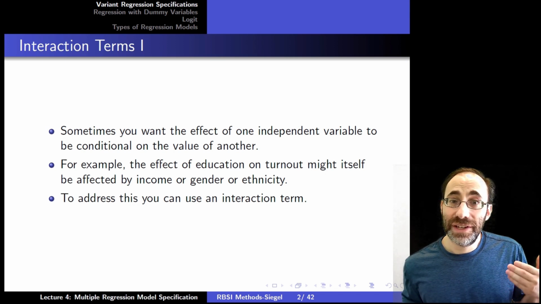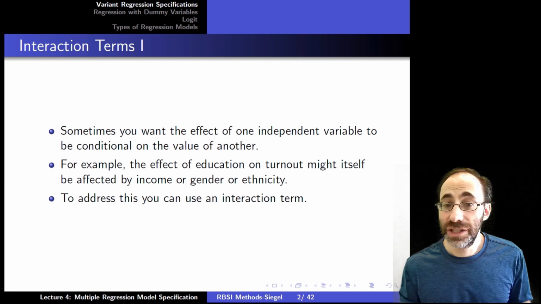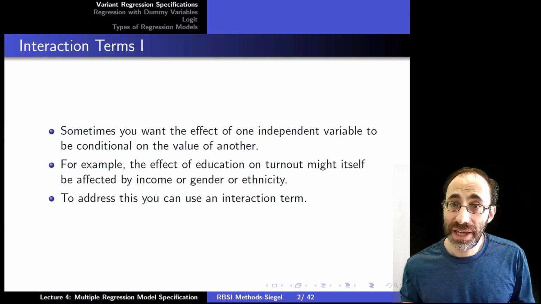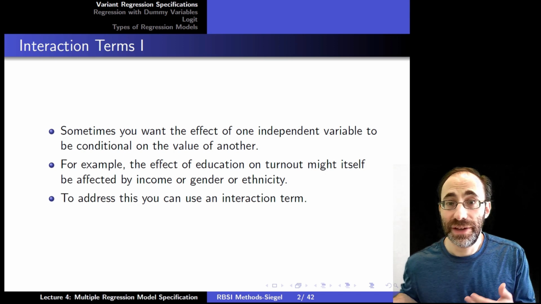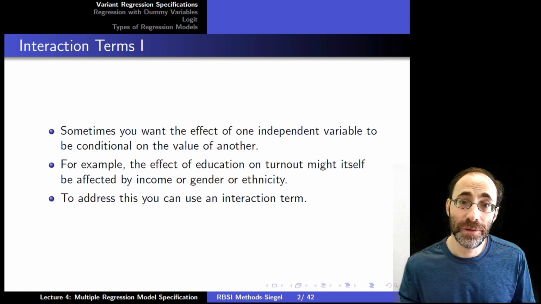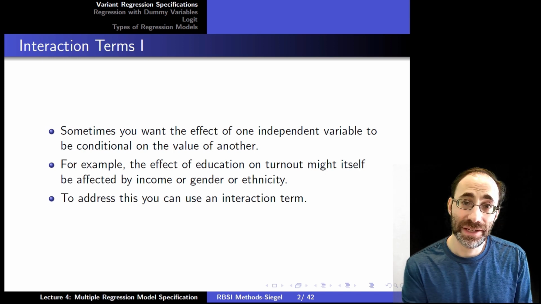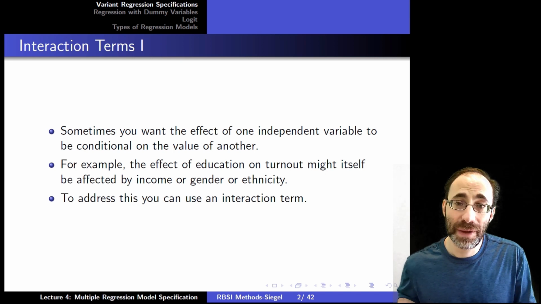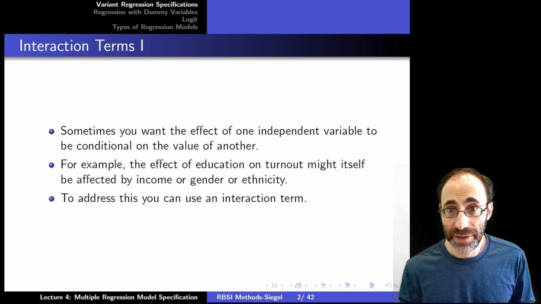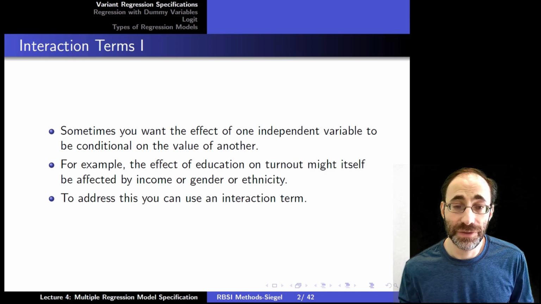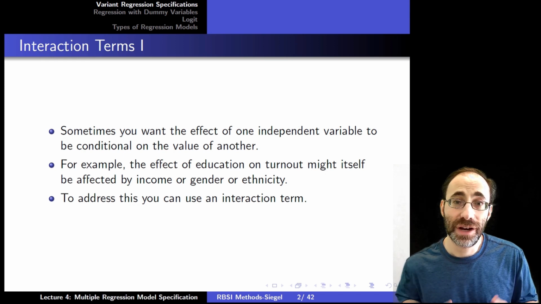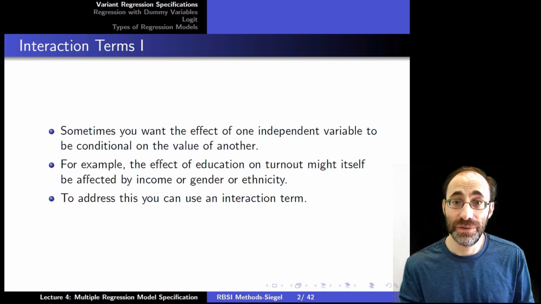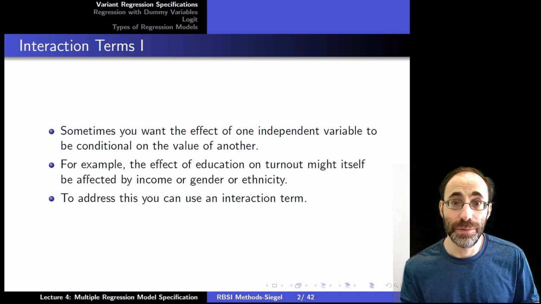For example, you might think that the effect of education on turnout is conditioned by or affected by income or gender or ethnicity. In these cases, we don't believe that the effect of education on turnout is a constant over all people, but rather it itself depends on other factors. This is decently common in most of the stuff we deal with in social science. We don't think these so-called treatment effects are constant necessarily. They might be heterogeneous or vary across populations in different ways based on other observable or unobservable characteristics.